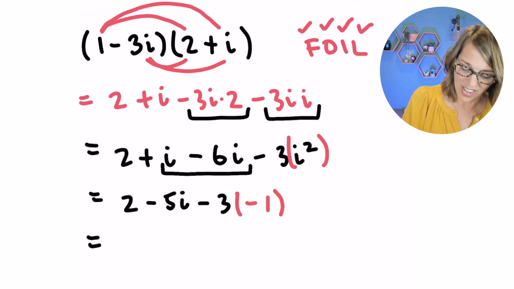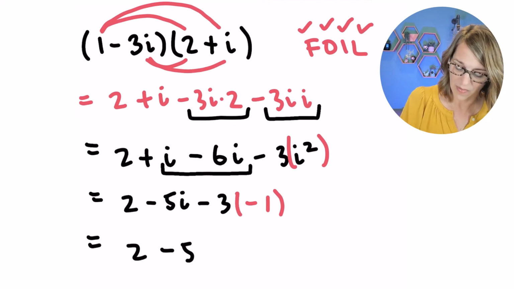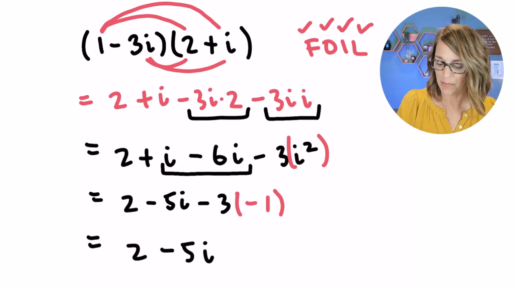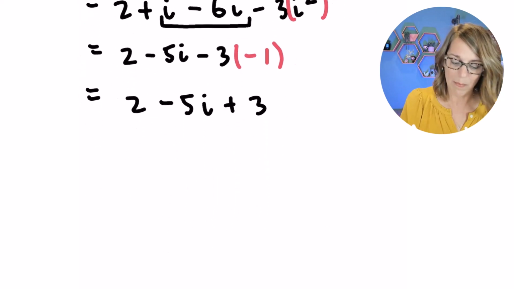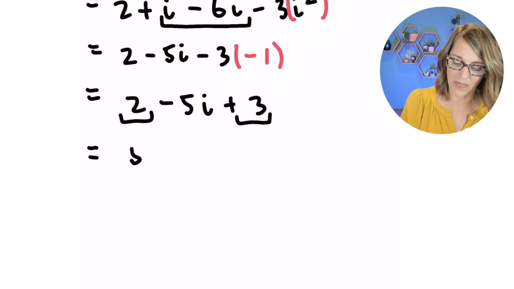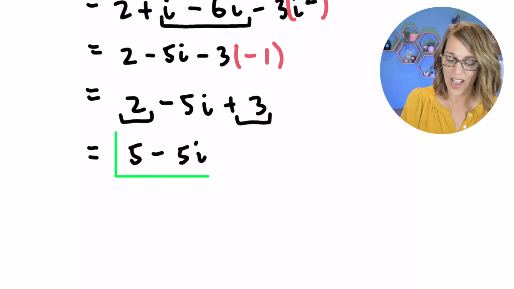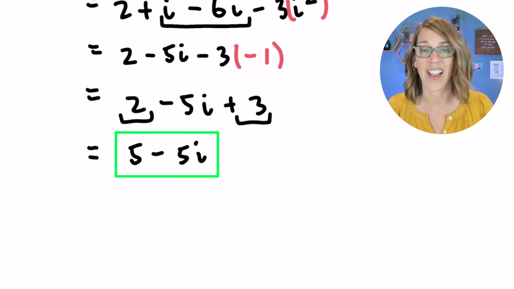So we're pretty much there. I've got a 2 minus 5i. Negative times negative, now this becomes plus a 3. And combining those two real parts together, 2 plus 3 is 5. And our answer is 5 minus 5i.